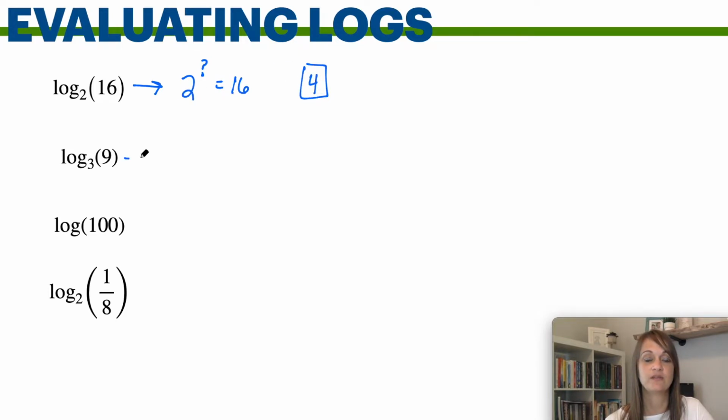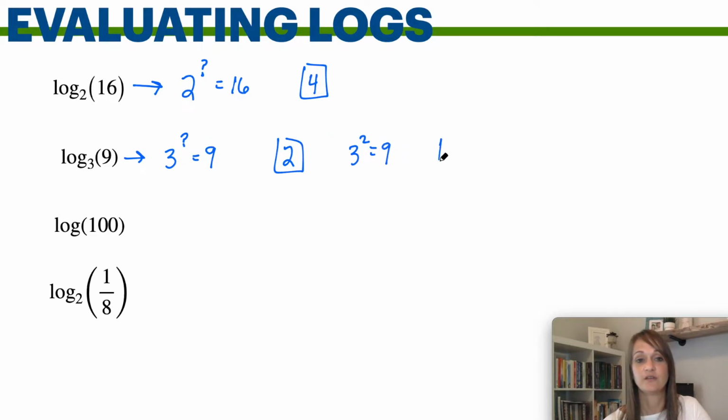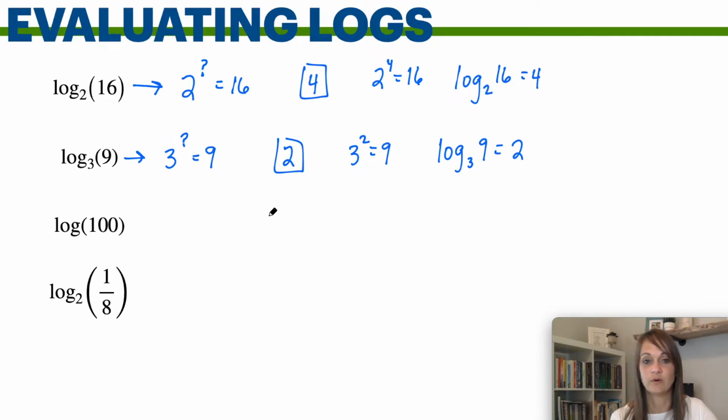Log base 3 of 9. So you're asking yourself, 3 raised to the what is going to give me 9? And the answer is 2, because 3 squared is 9. So therefore you would say that log base 3 of 9 is the number 2, because 3 squared is 9. Same thing up here. 2 to the 4 equals 16, so log base 2 of 16 will equal 4.